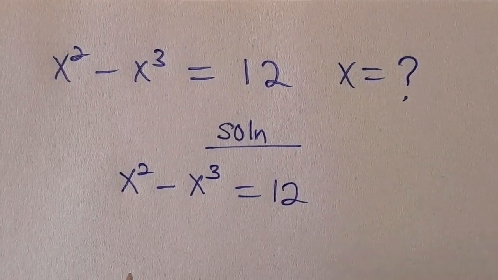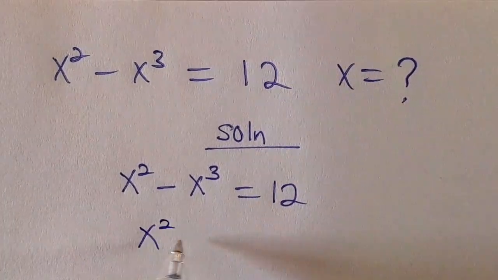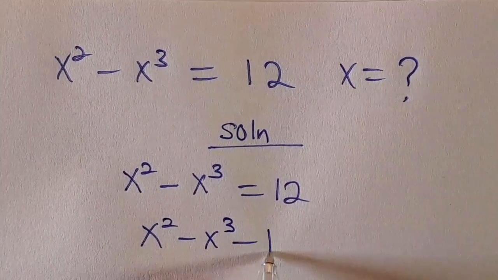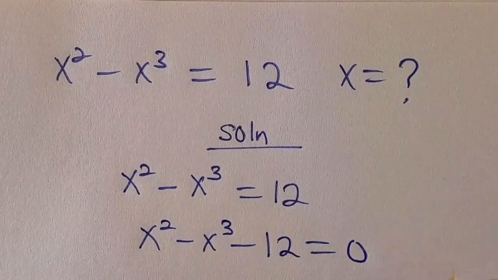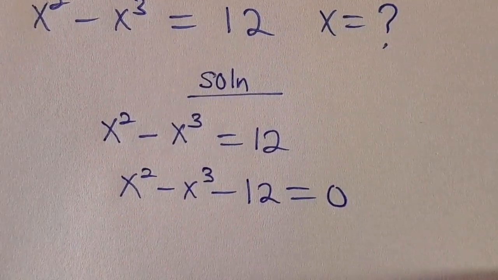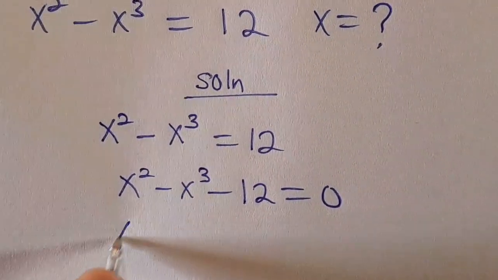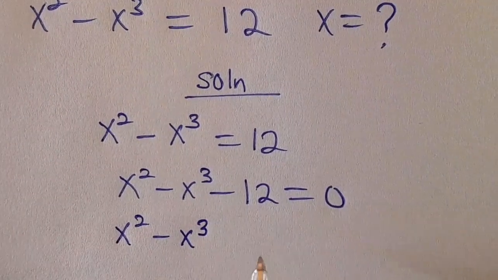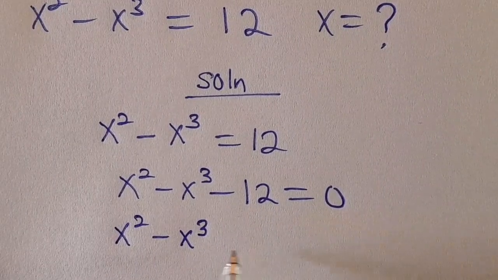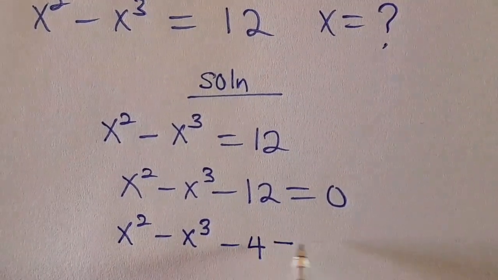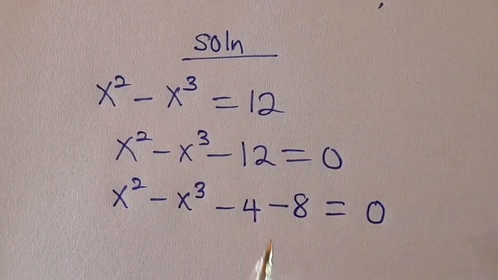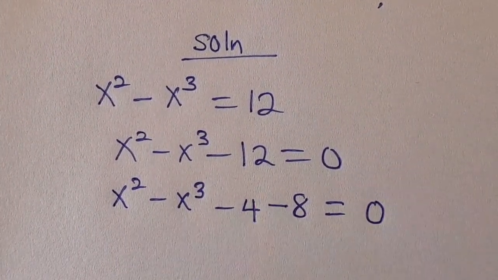So from here, guys, we have x squared minus x cubed. Let's take this one to this side. We have minus 12 to be equal to 0. But guys, we have x squared minus x cubed. We can have this 12 as minus 4 minus 8 to be equal to 0. We believe that minus 4 minus 8 will give us minus 12.